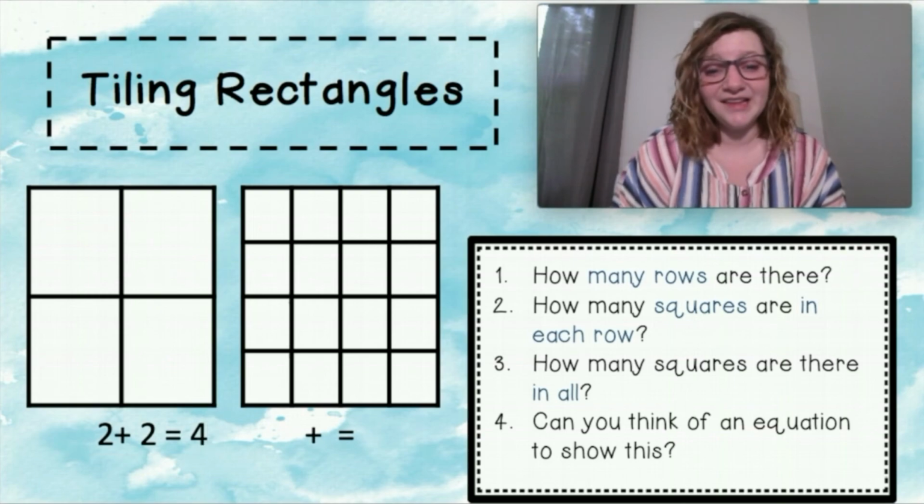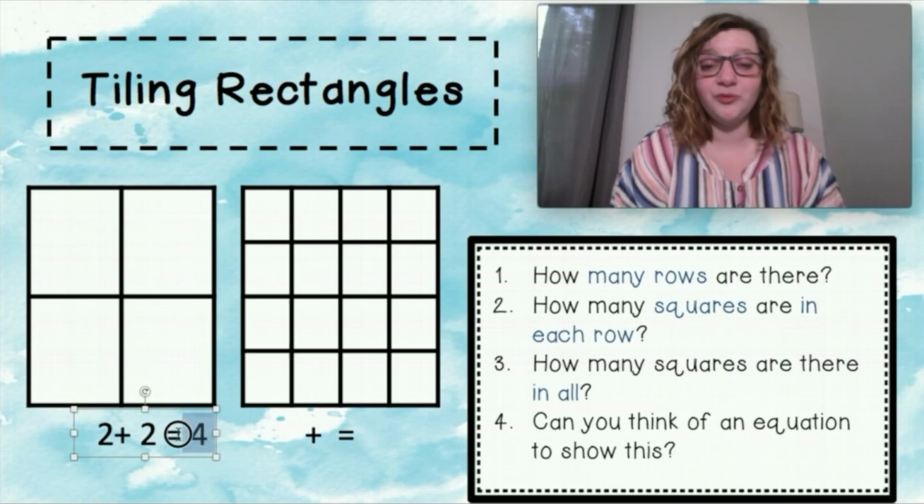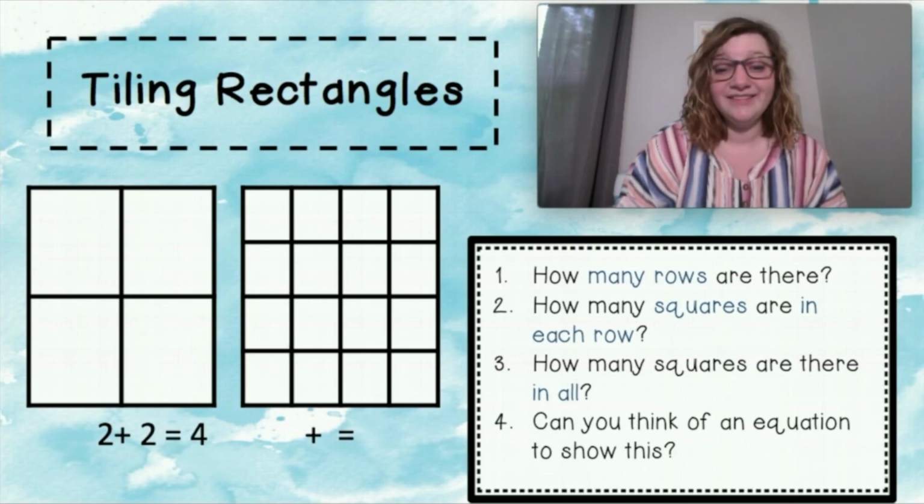Now I have the exact same shape of the rectangle next to that, but it's all different. What do you notice that's different between the two? This one has more squares. The squares are also smaller. There's also more rows. So let's take a look and answer our questions with this one.